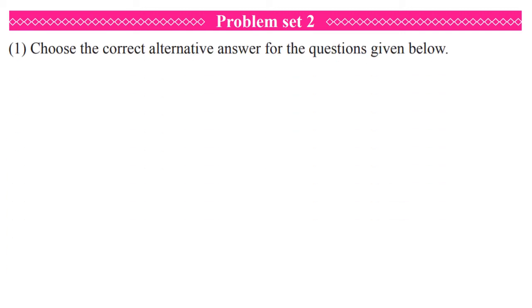So in problem set 2, the very first question is of MCQs, that is multiple choice questions. Choose the correct alternative answer for the questions given below. You know that here for every question you are provided with 4 options, 4 answers, and you have to choose the correct alternative or correct answer.